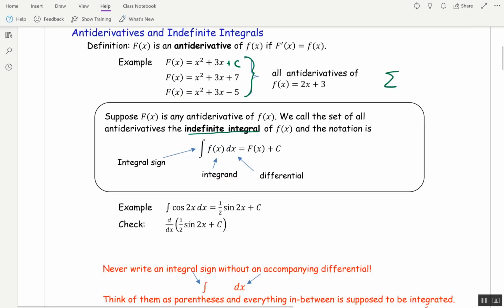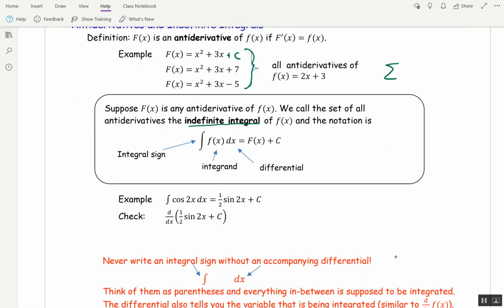So let's look at an example. I claim that the integral of cos 2x dx is 1/2 sine 2x plus c. The check would be, is the derivative of this function here the integrand? Cos 2x is called the integrand. Okay, so let's take the derivative. 1/2 is a constant. When we take the derivative of sine 2x, by the chain rule, we bring out a 2, and then cos, and we leave the inside alone, and then the derivative of c is 0. The 1/2 cancels with the 2 to give us the integrand cos 2x. That's what we have here. So yes, that is the integral of cos 2x dx.